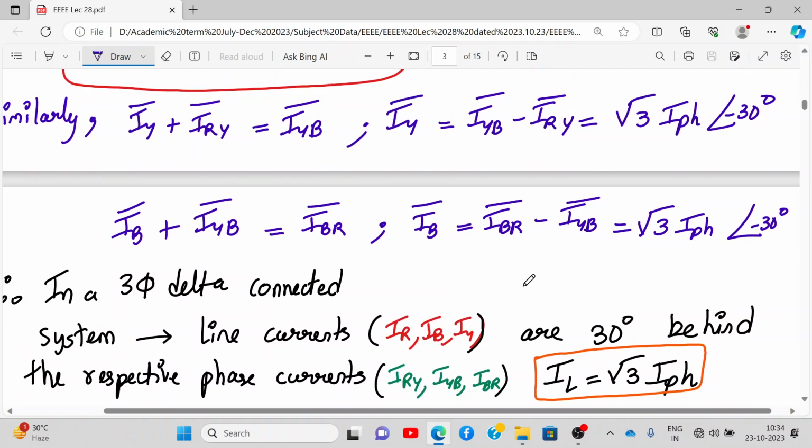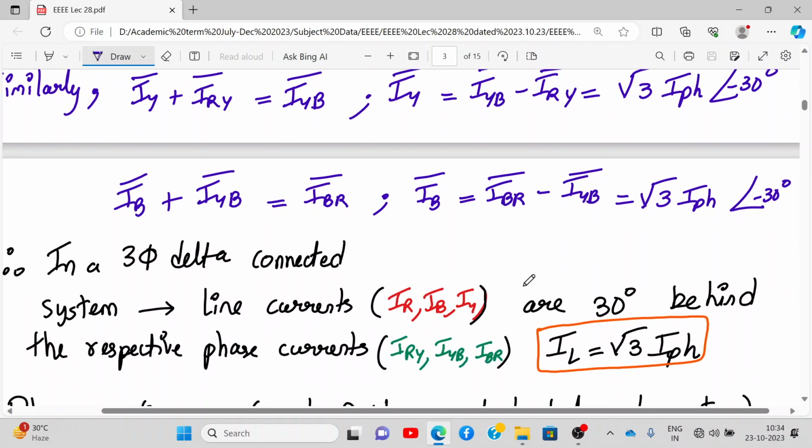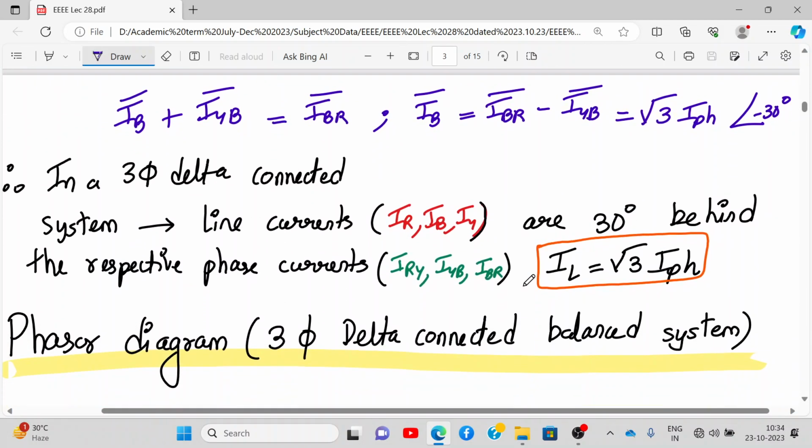So in general, we can write that in a three-phase delta connected system, line currents IR, IY and IB are lagging behind the respective phase currents by 30 degrees. Okay. So write down IL is root 3 times I phase.